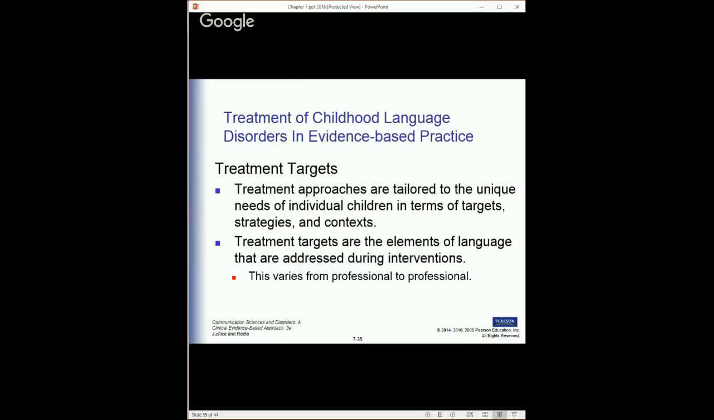Treatment targets are the elements of language that are addressed during interventions. This is going to vary from professional to professional, based on how they interpret best practice and, frankly, what has worked in the past from their experiences as a clinician.